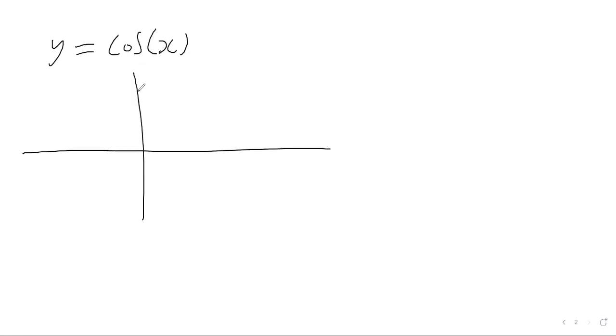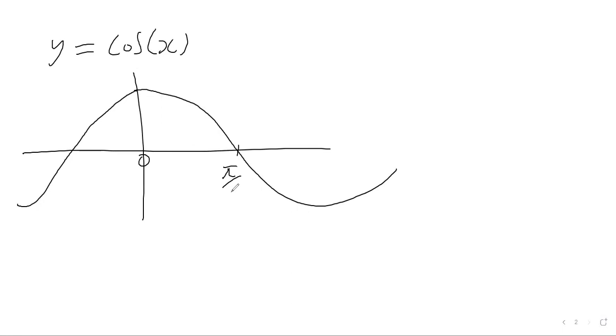So what we can do is start off with a sketch of y equals cos of x. It looks something like this. And what we notice is that we've got 0 there, pi over 2 there, pi there, and then minus pi over 2 there, and so on and so on.